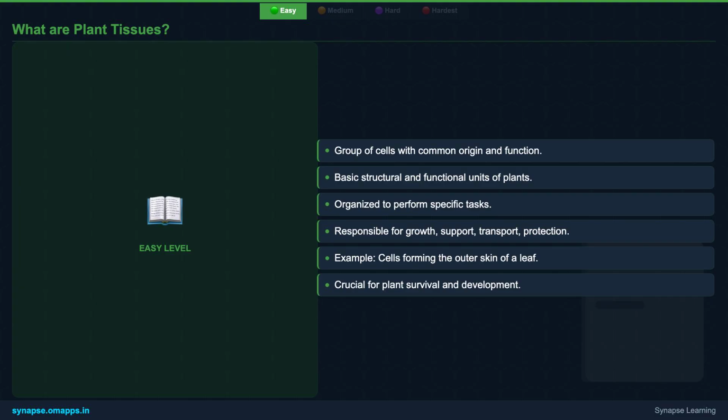For example, some tissues help the plant grow taller, some give it strength, and others transport water and food. A plant tissue is simply a group of cells that originated from the same place and work together to perform a common function. Understanding these tissues is key to understanding how a whole plant functions and survives.